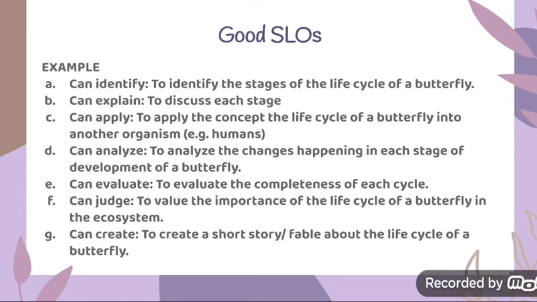And then we can discuss its stages. And then we can apply the concept of the life cycle of the butterfly to another organism. Then try to analyze the changes happening in each stage of the development of a butterfly. And then try to evaluate the completeness of its cycle. That is valuing the importance of the life cycle of the butterfly in the ecosystem. And you can even create a short story or a fable about the life cycle of a butterfly. From here, you can see the different levels, from the lowest level to the highest level of complexity.